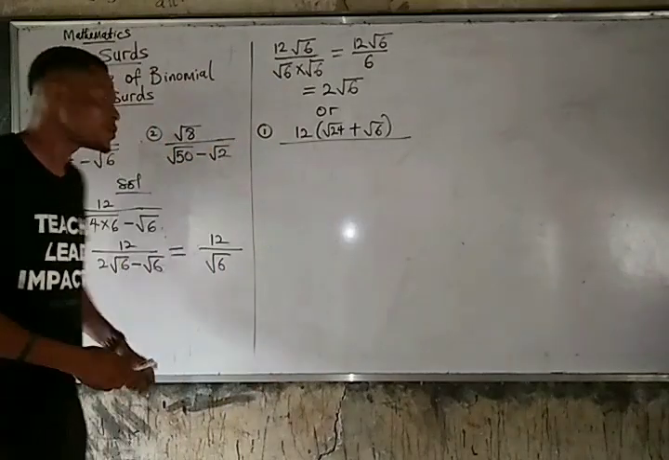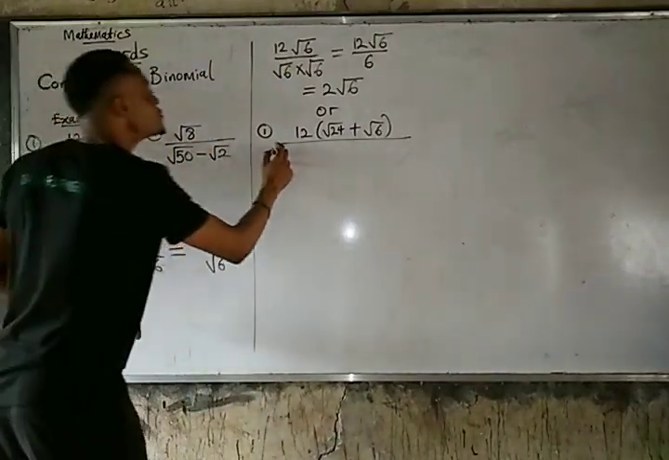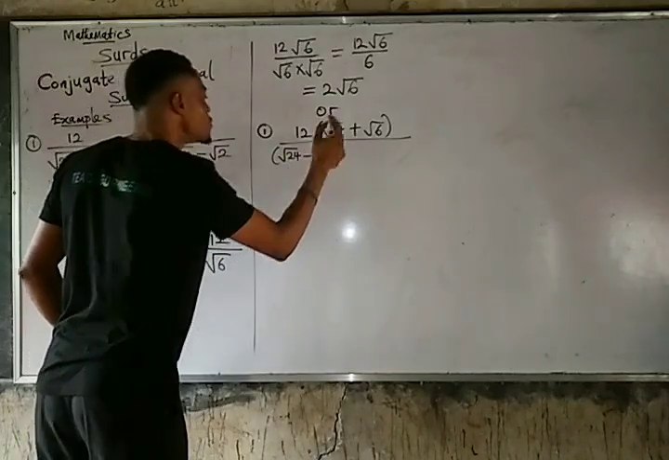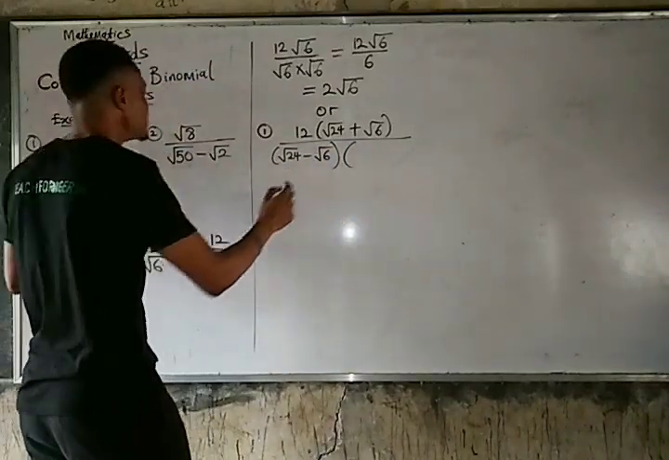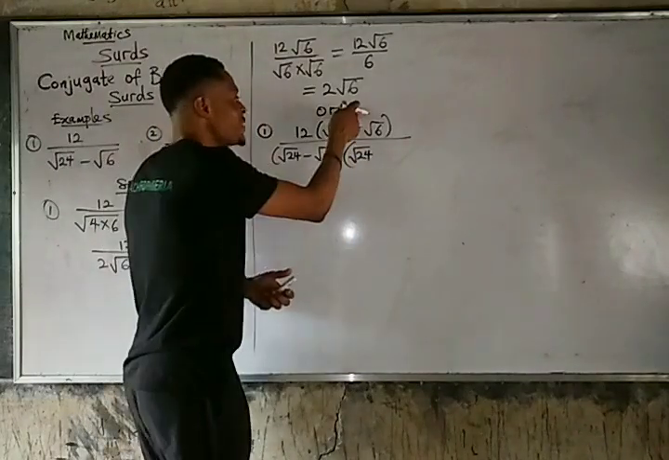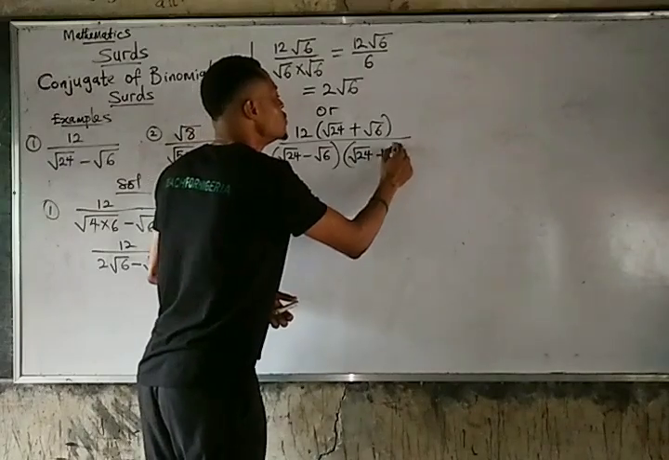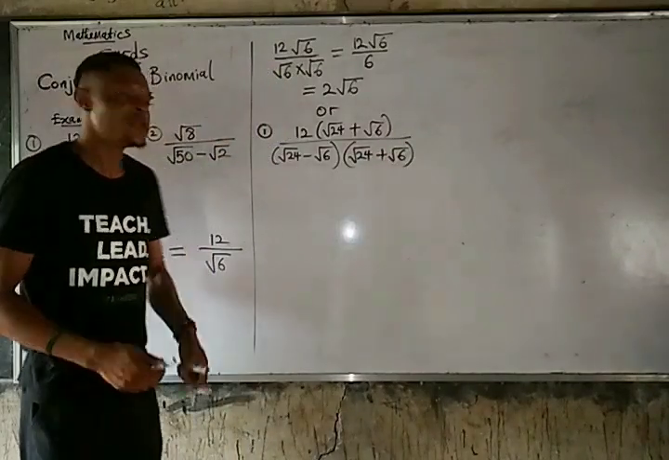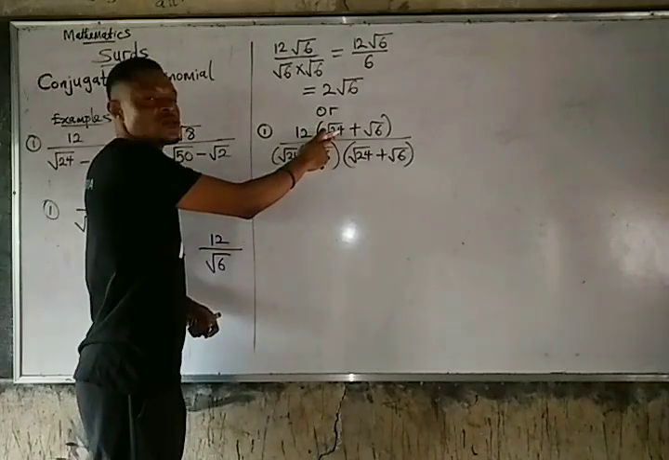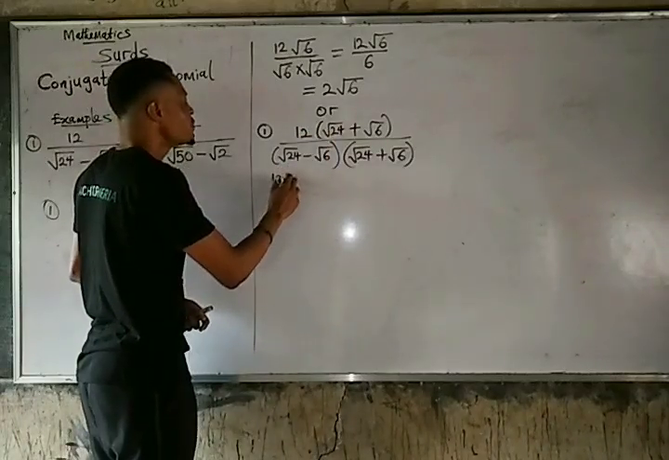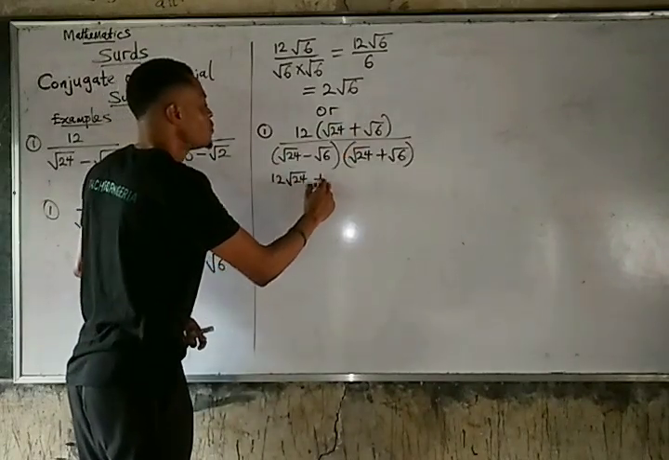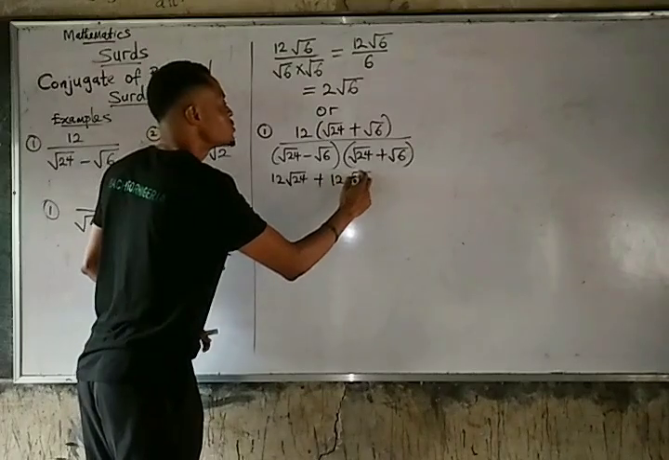Now for the denominator, root 24 minus root 6 close bracket. We are going to use it to multiply this again. Root 24. This time around we are using addition as we have done for the numerator. So plus root 6. Then we open the bracket. Here we have 12 multiplied by root 24. This will give us 12 root 24. Likewise for this, plus 12 root 6.